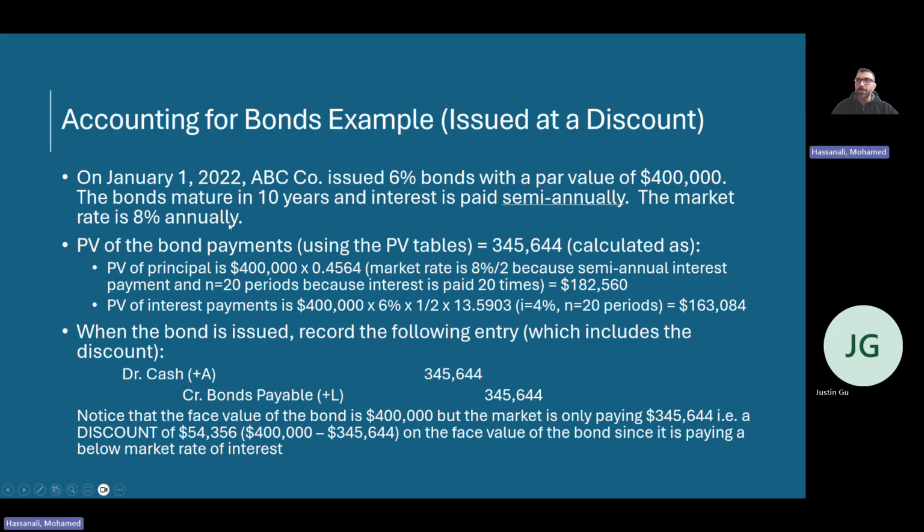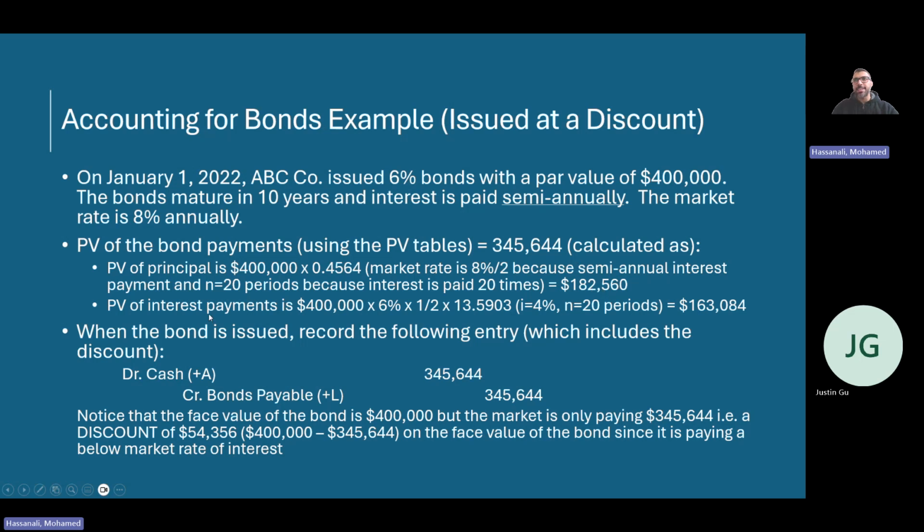If we go back to our example, it's principal times present value number, which is .4564. That gives you a present value of principal of $182,560. Now notice this $182,560 is lower than in the previous example because the interest rate and the term and what you're paying is a little bit different. At the 8% rate, the time value of money reduces the value of that money even more. So that's why this principal amount is lower.